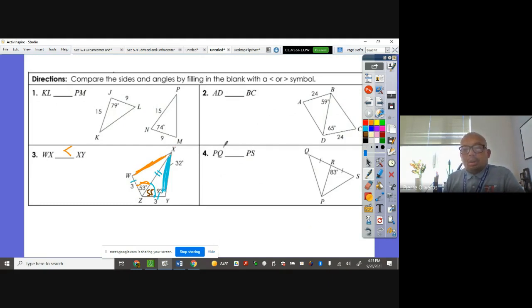Last one here. So PQ and PS are being compared. These two are congruent. This is equal to itself. If that's 83, remember this is supplementary because they form a linear pair. So 180 minus 83 is 97. So this one here is 97. So that being said, this is longer than that one. So QP is greater than PS.